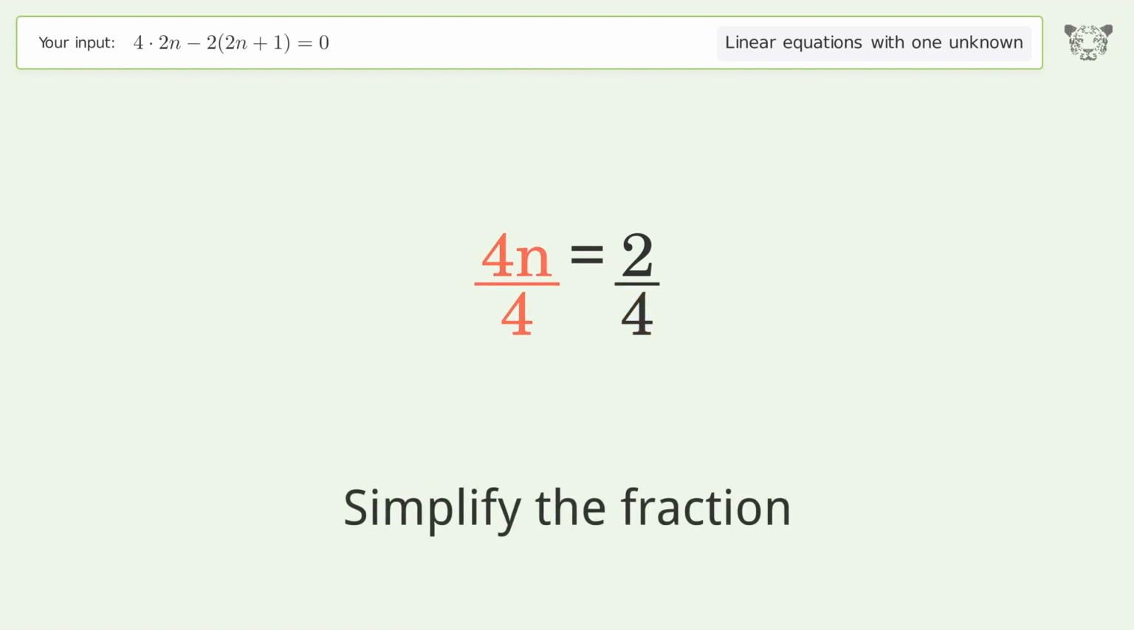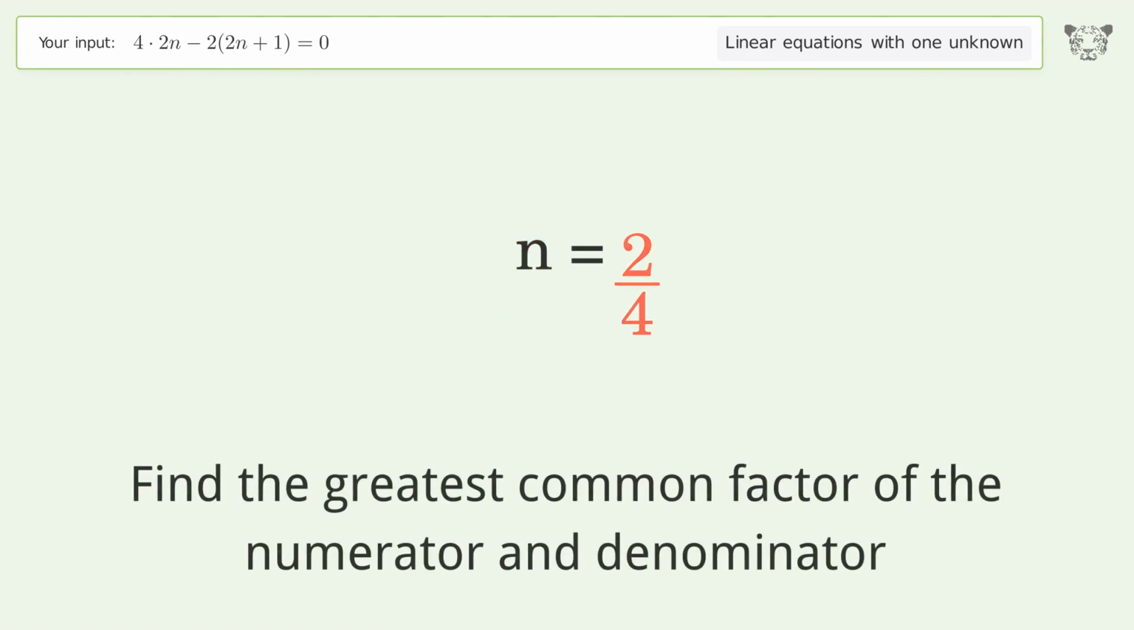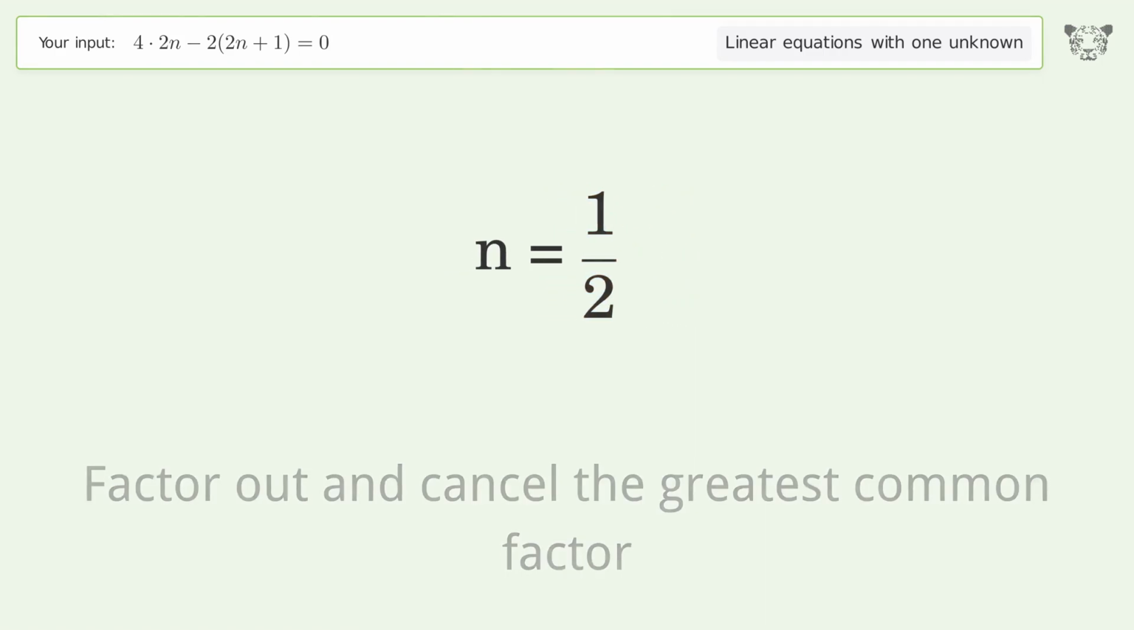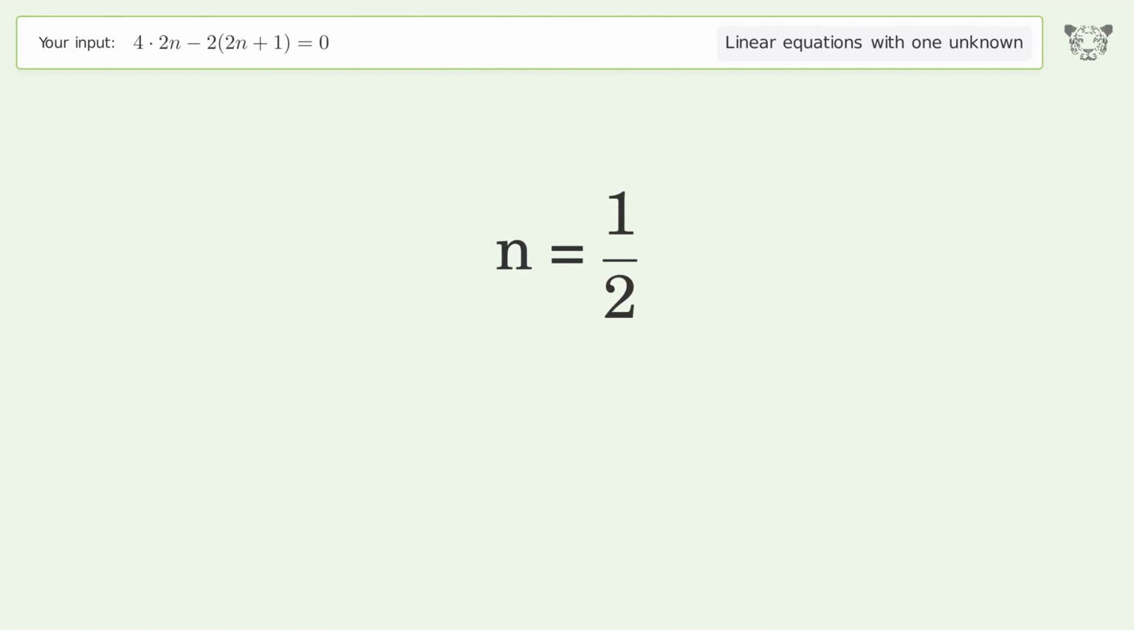Simplify the fraction. Find the greatest common factor of the numerator and denominator. Factor out and cancel the greatest common factor. And so the final result is n equals 1 over 2.